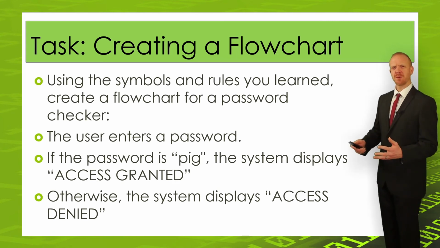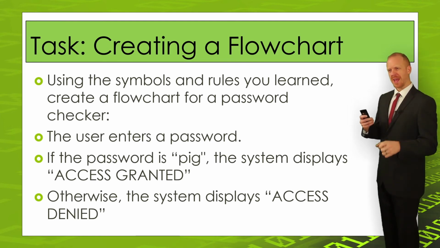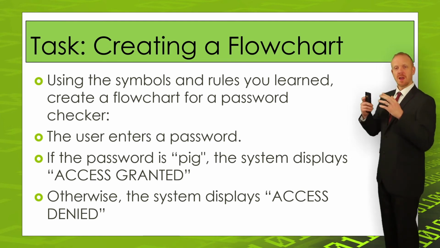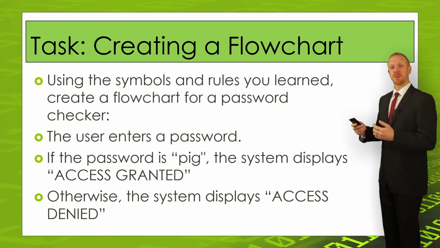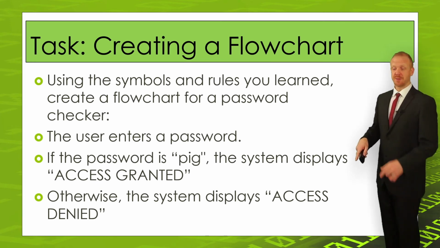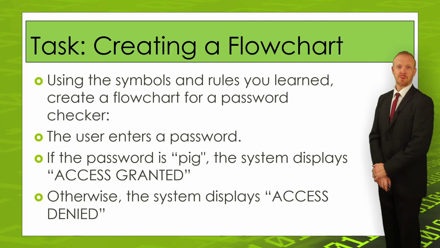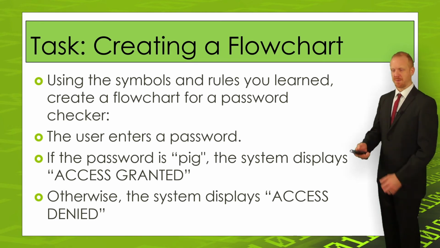Okay, very straightforward flowchart. You need to think about starting with a start in an oval, and you'll end with an end in an oval. Then when it does stuff like asks for the password, that's in a rectangle. And the only question this one is going to have is, is the password pig? And if it is, go in one direction. If it's not, go in the other, and then tell it what to do. You should be able to draw a pretty convincing flowchart for that. Pause the video, unpause it when you're done, and you'll see if you end up with the same thing that I came up with.